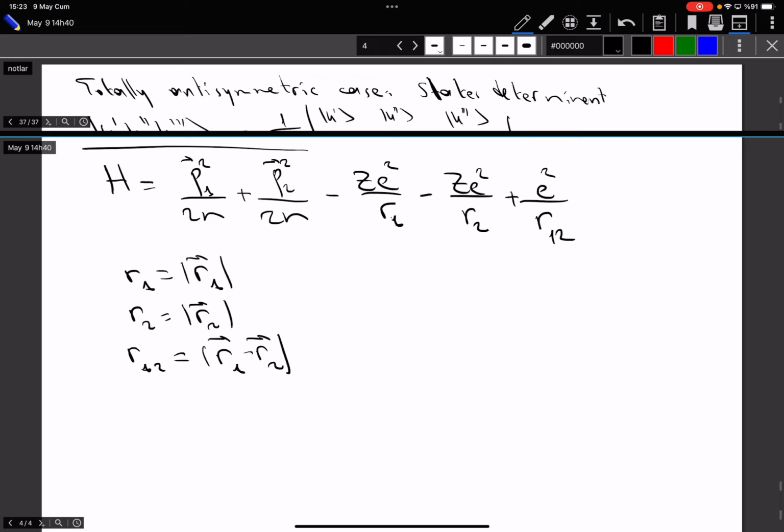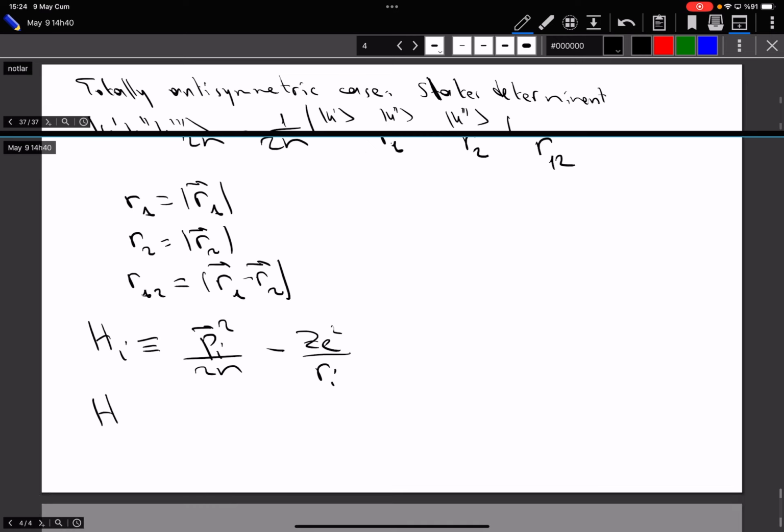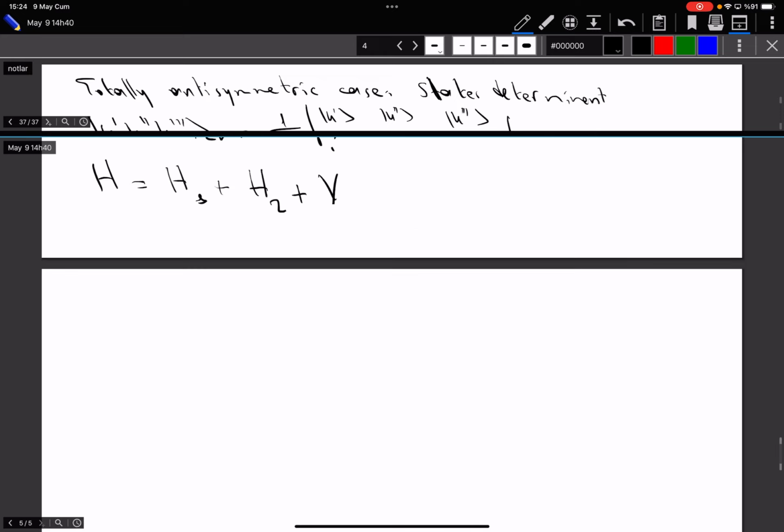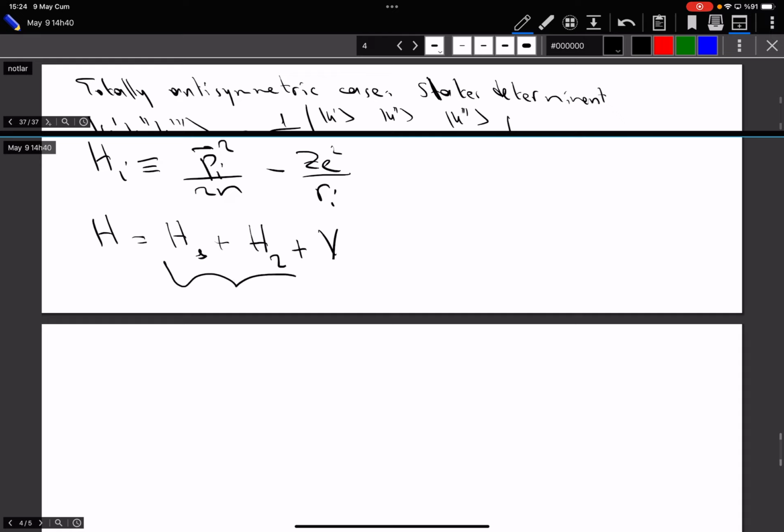Now, if the last term were absent there, let me define an H_i to be minus Ze squared over R_i. So the total Hamiltonian is H1 plus H2 plus, let me add the V, I'm calling this one V. Well, I will be using some perturbation theory to study this system. This will be my H0, the unperturbed system. This is my perturbation, if you like.